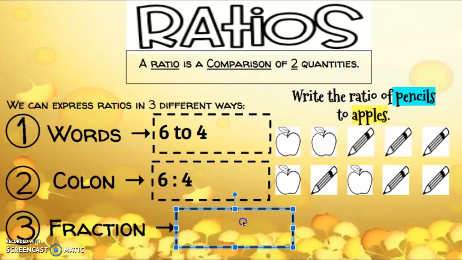And then as a fraction, 6/4. That's what a ratio is. You're comparing pencils to apples. You got 6 pencils to 4 apples. That's a ratio. And like I said, there's 3 different ways you can write it.